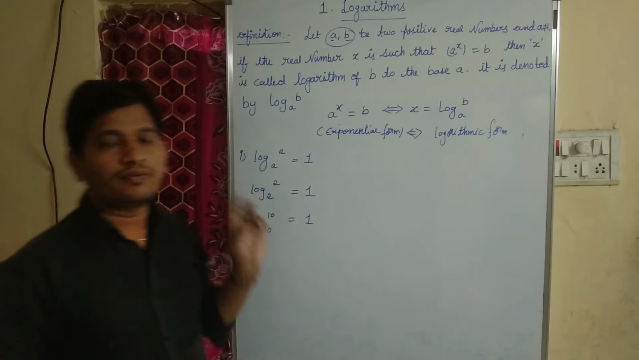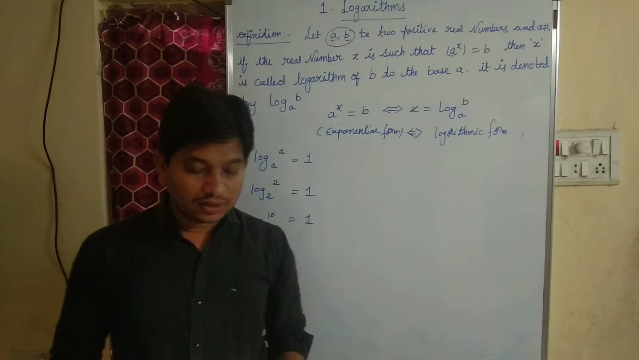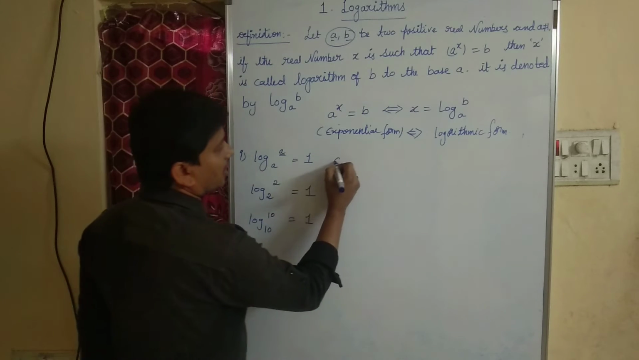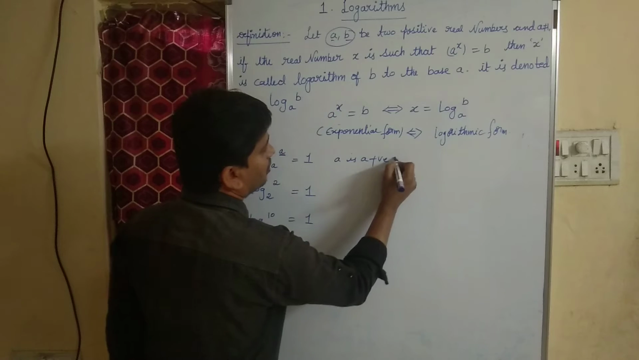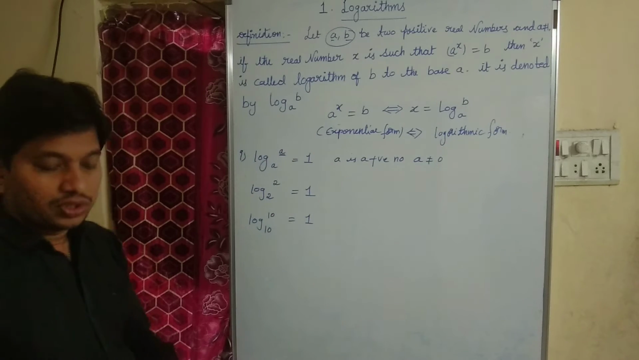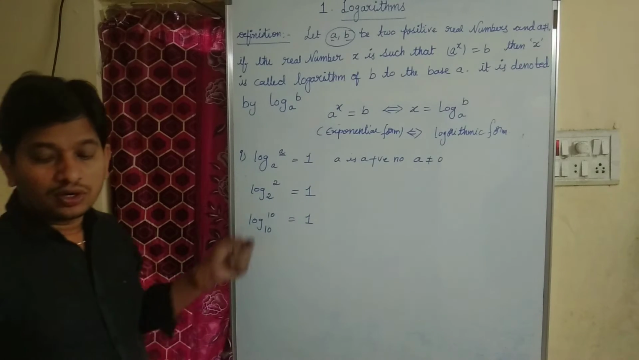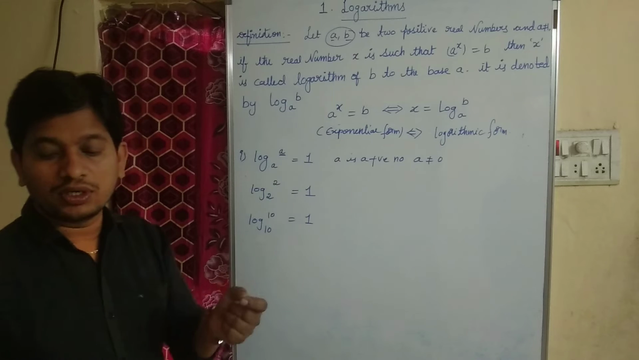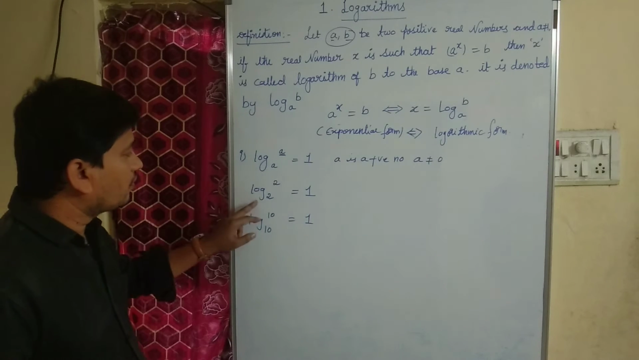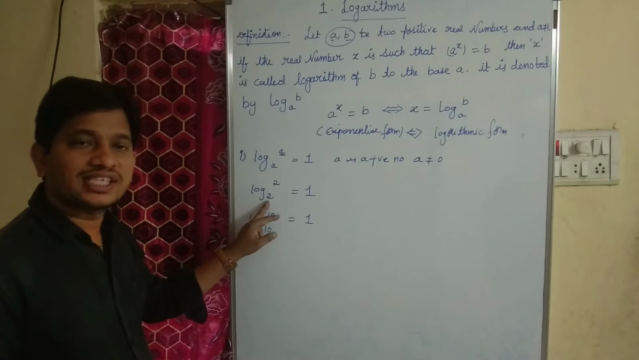So this is our first theorem: if a is a positive number and a is not equal to 0, then log a to the base a is equal to 1. The logarithm of any number to the same base is always 1.